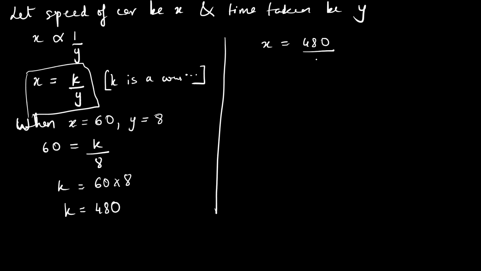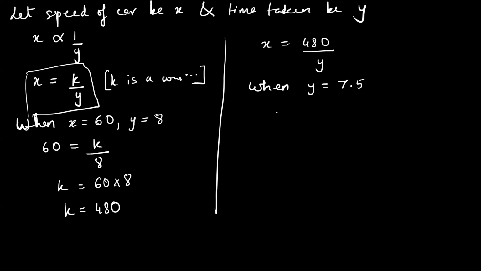480 upon y. Correct. Now tell me, what are they giving us in the values? Have they given us the speed or the time? They have given us the time. So should I say when x is equal to something or y is equal to something? It should be y. Y is equal to 7.5. Write it as 7 point 5. Correct. Now substitute in this.